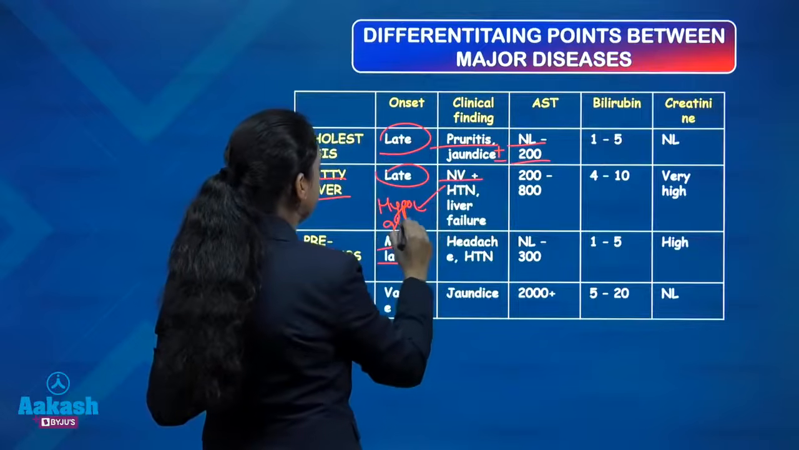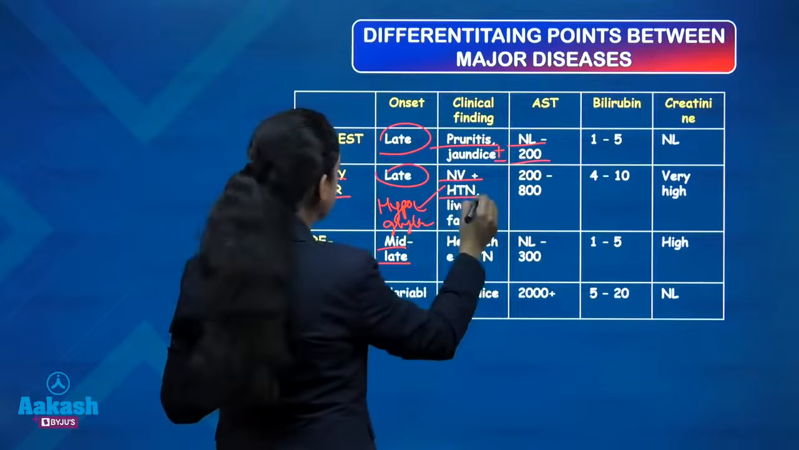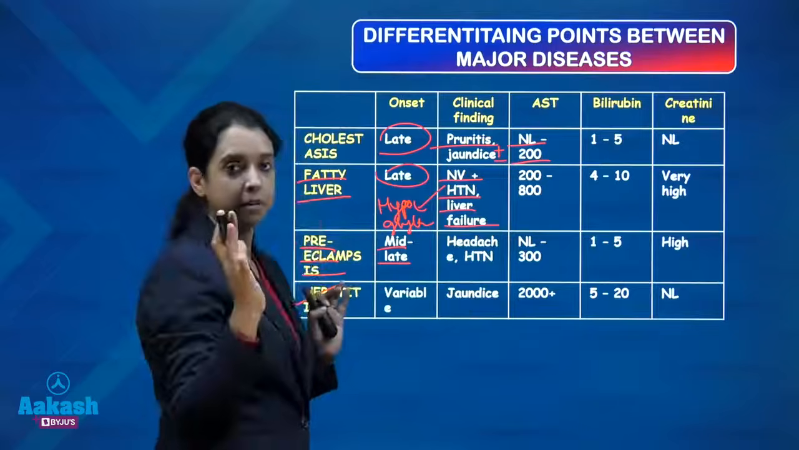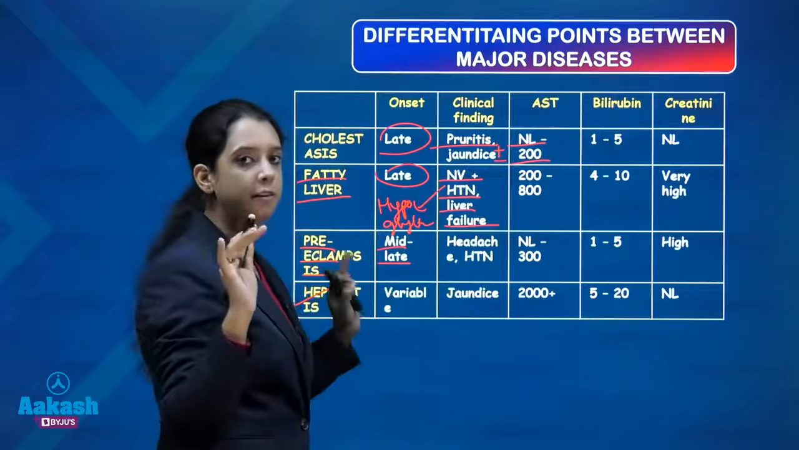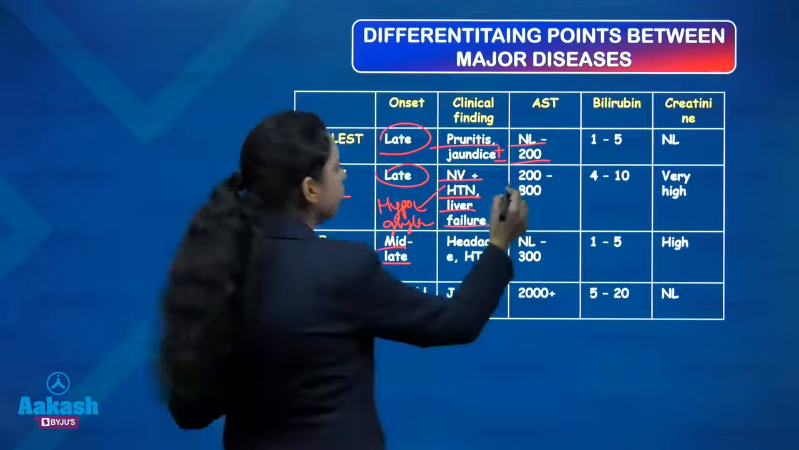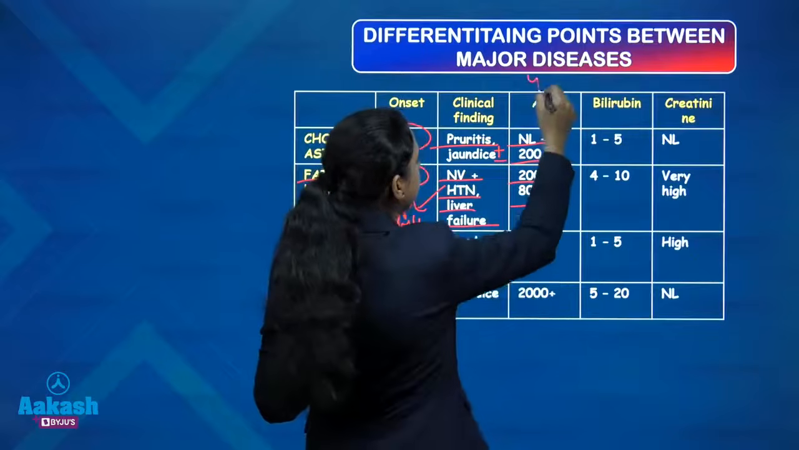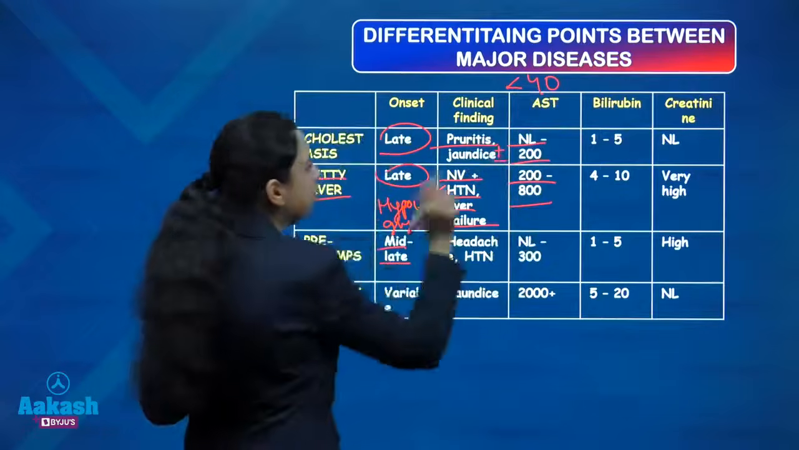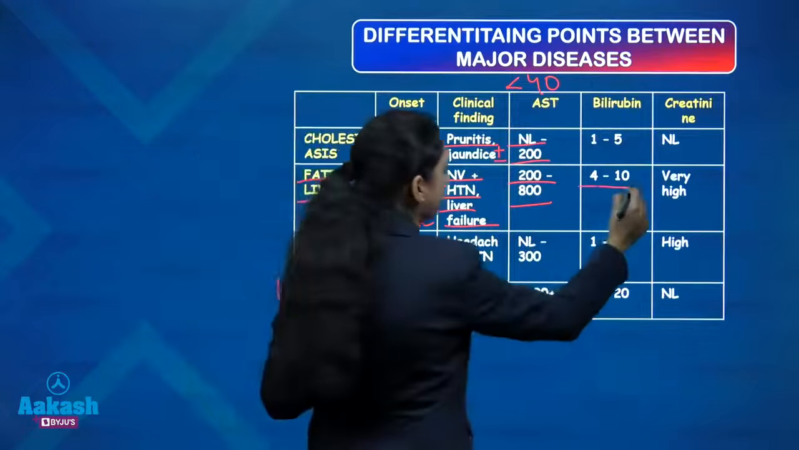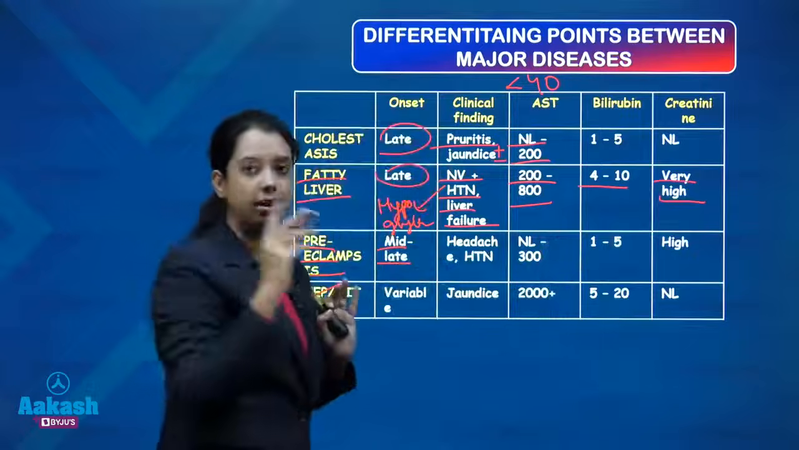Patient will be very hypoglycemic. Hypertension and liver failure will be there. AST is high since it's liver failure, but it is not very high. It is 200 to 800. Normal AST level is less than 40. So it is 200 to 800. Bilirubin can be 4 to 10. Creatinine is very high in acute fatty liver.